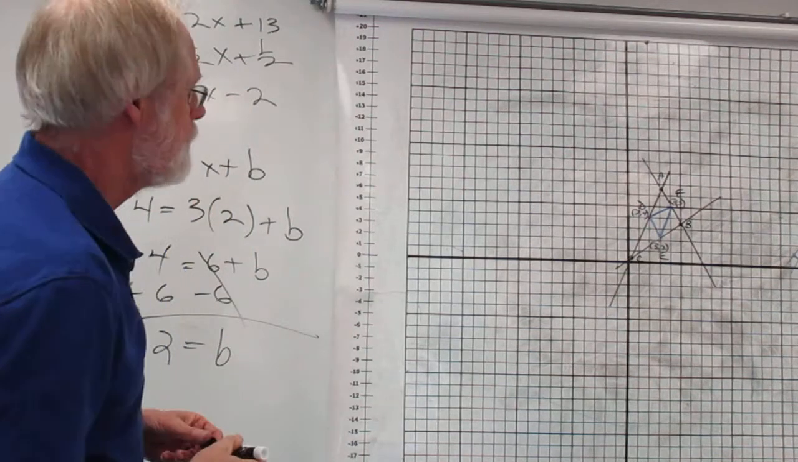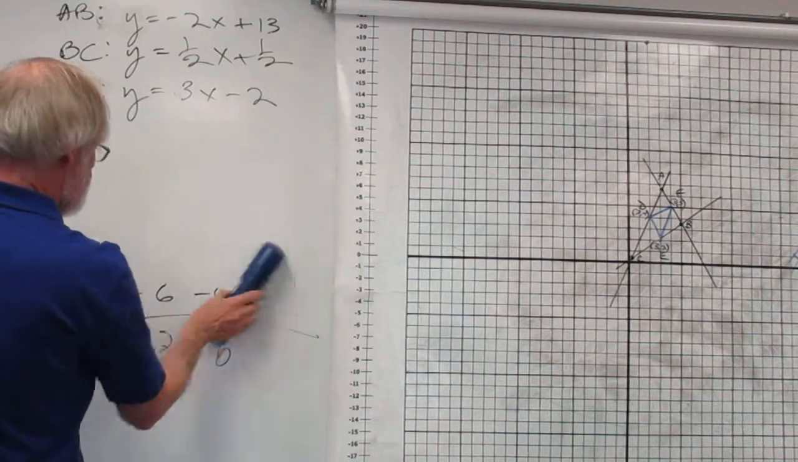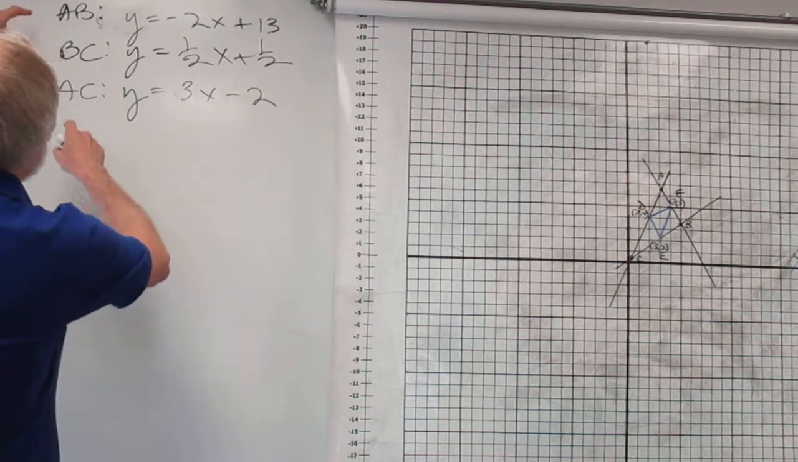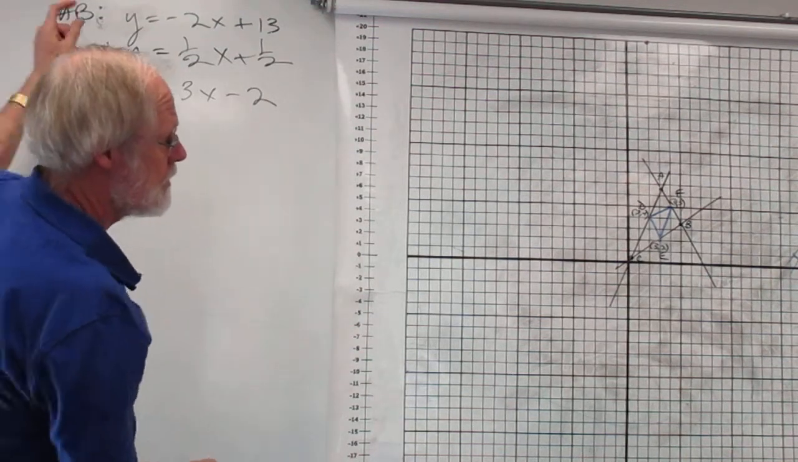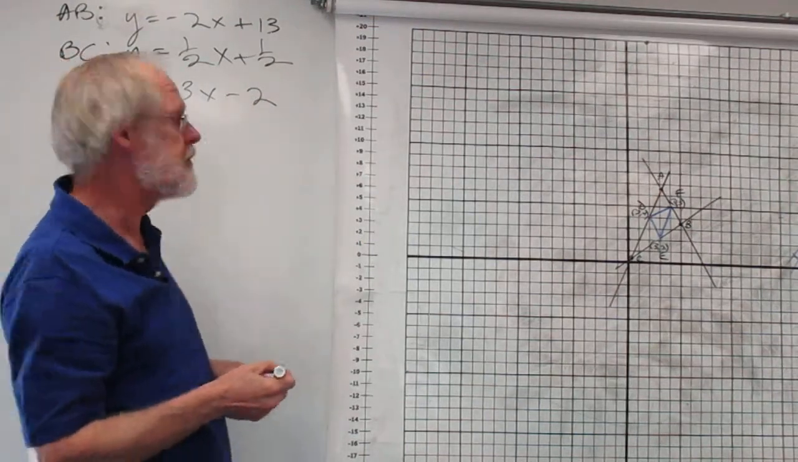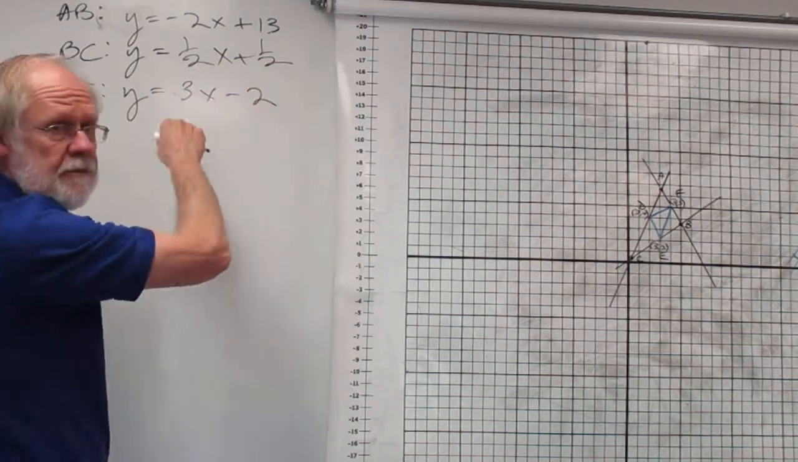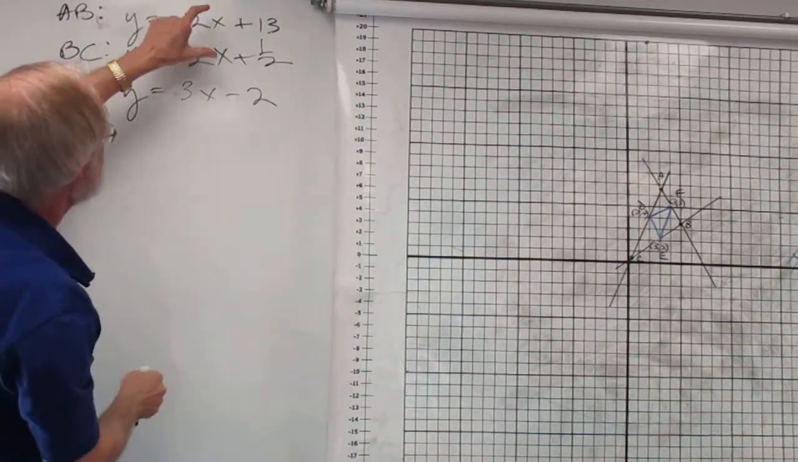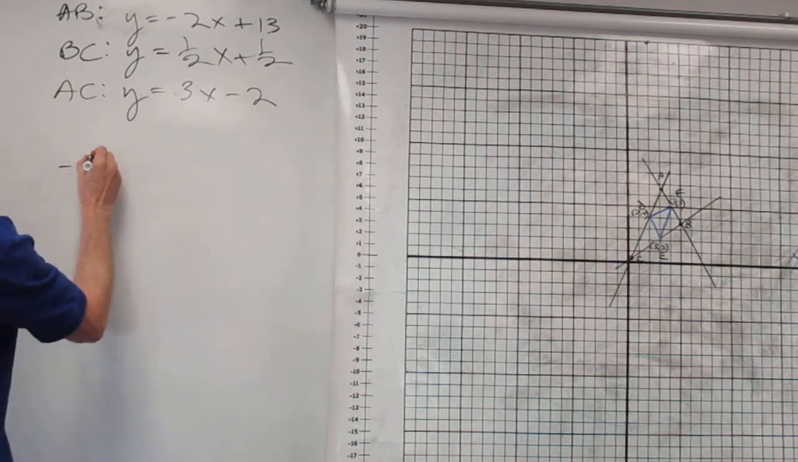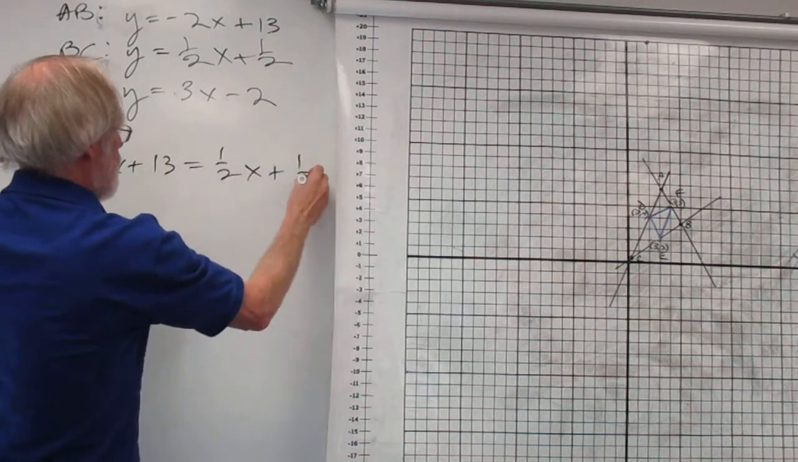All right, now all we have left to do is put them together. To do that, I will take any two. If I use AB and BC, I will find the coordinates of point B. So let's do that. And I'm going to use the substitution method because y equals negative 2x plus 13 and y equals 1/2 x plus 1/2, I can just set these two quantities equal to each other because they're both equal to y. So negative 2x plus 13 equals 1/2 x plus 1/2.